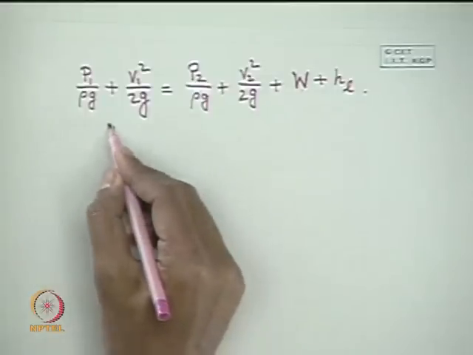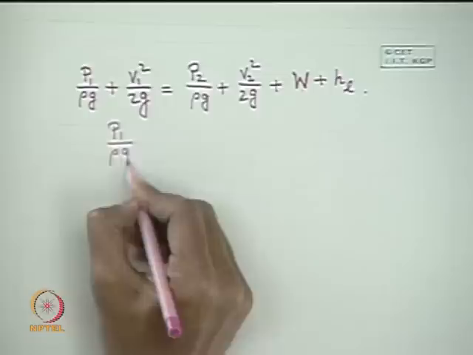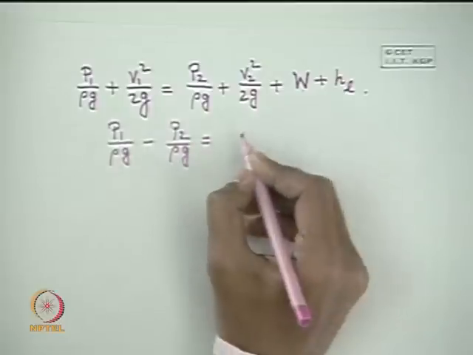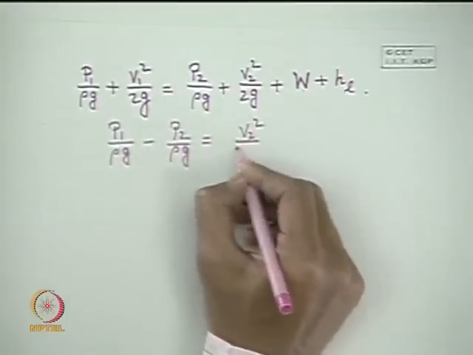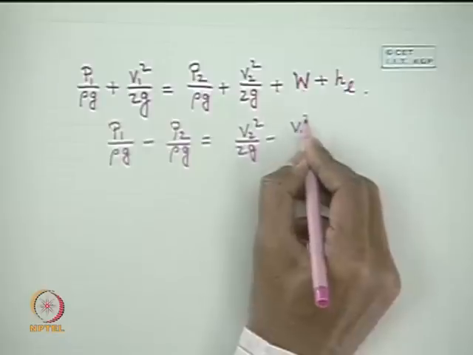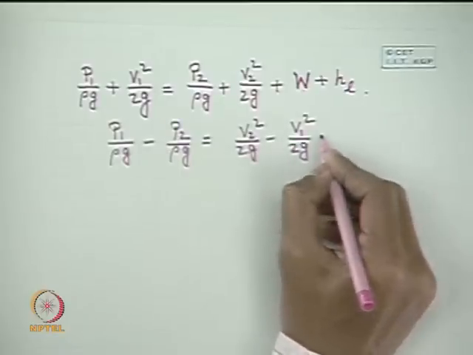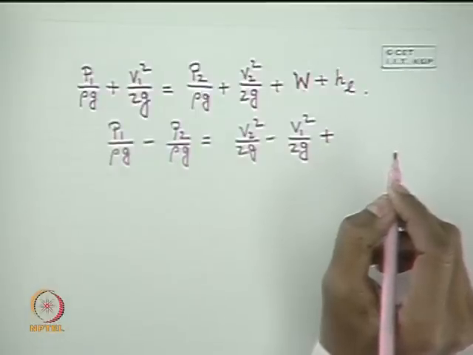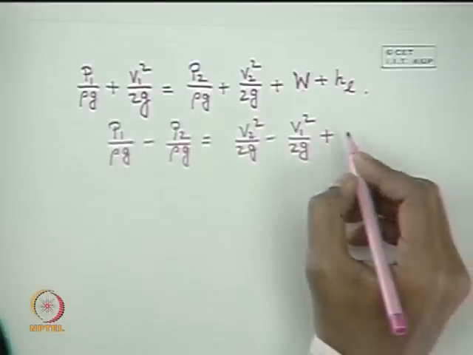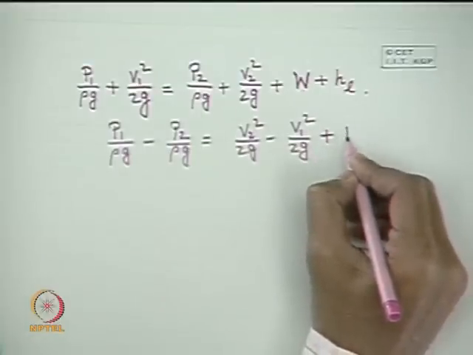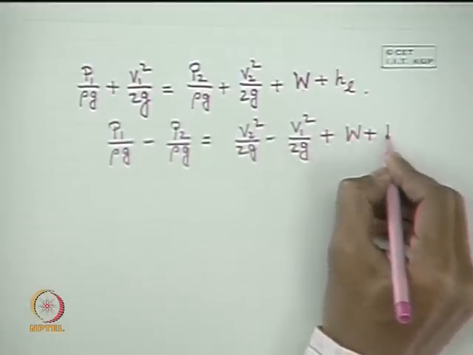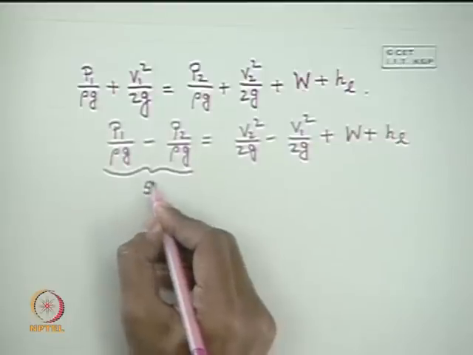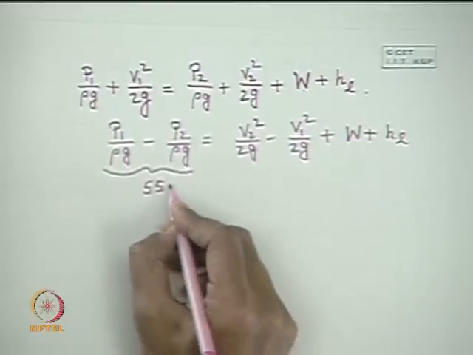Here, we know from the problem that P1 by rho g minus P2 by rho g we can write in this fashion: it is equal to V2 square by 2g minus V1 square by 2g plus the work head W. What is the value of this work head? Do you know this value of work head? No, we don't know this. We know only W plus HL. This HL we know.